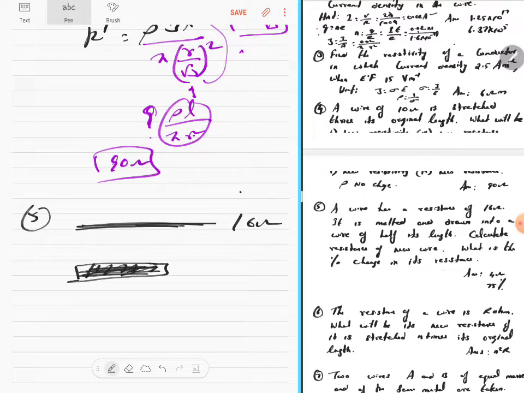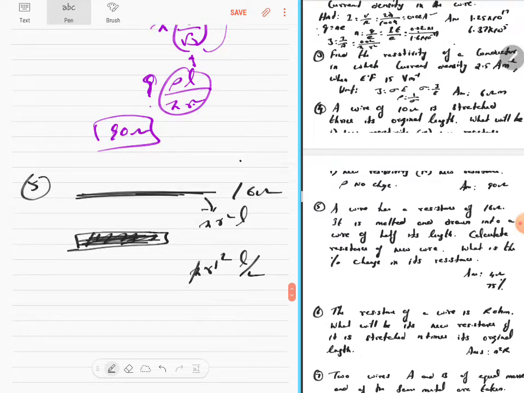Okay, percentage, first we'll find the new resistance. The original resistance is 16 ohms. This volume is equal to this volume. We'll treat it as the volume of the cylinder. So for the first one, it's pi into r square into L. For the second one, it's pi into r dash square into L by 2. So we can equate both of these. So pi and pi get cancelled, L and L get cancelled.